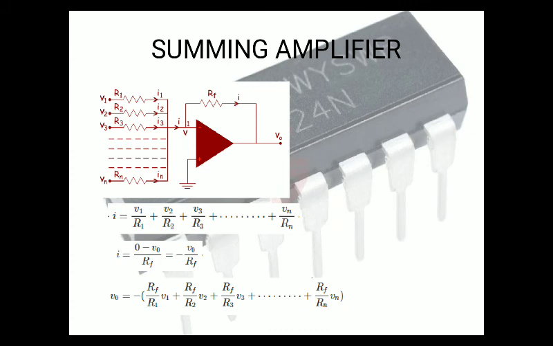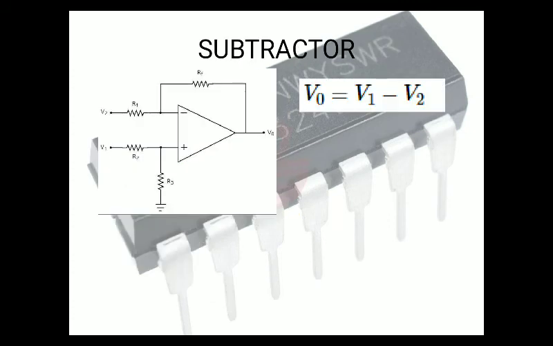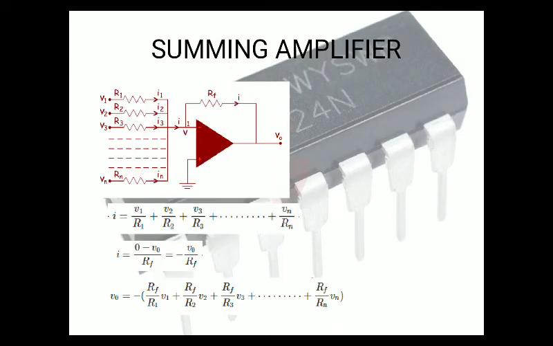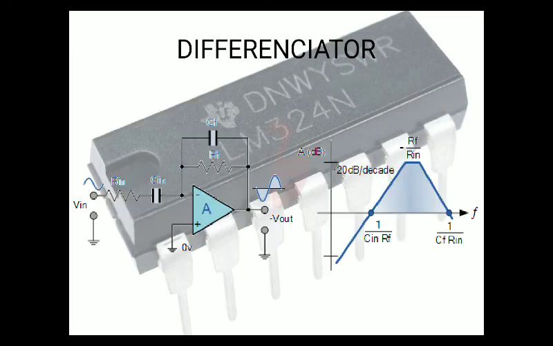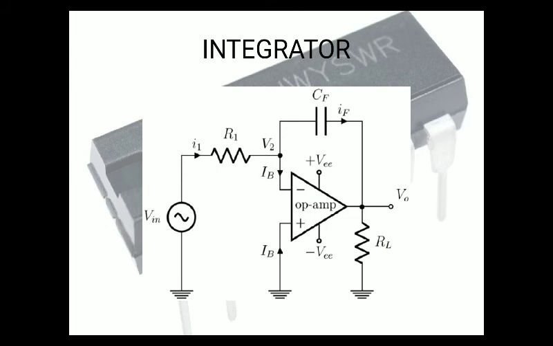Then summing amplifier, this is the diagram of the summing amplifier. Here V0 output voltage is derived. Then subtractor, it is the diagram of the subtractor. Here the output voltage is given. Output voltage is equal to V1 minus V2. Then differentiator, it is the diagram of the differentiator. Then it is the graph of the differentiator. And then integrator, it is the diagram of the integrator.